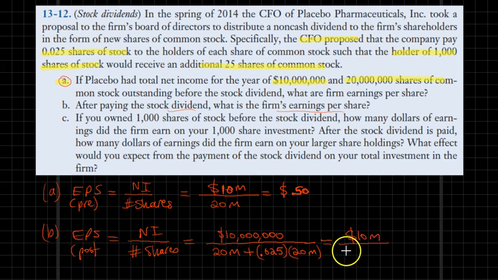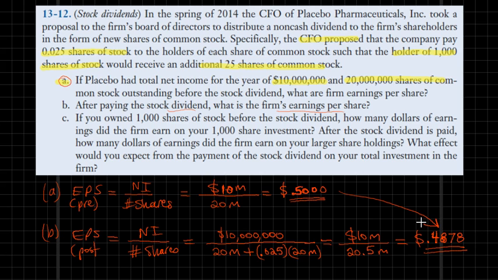So this number will be $10 million over 20.5 million shares, and now the earnings per share is down to 0.4878. You can see that our earnings per share has declined as a result of this dilution from the new shares outstanding.